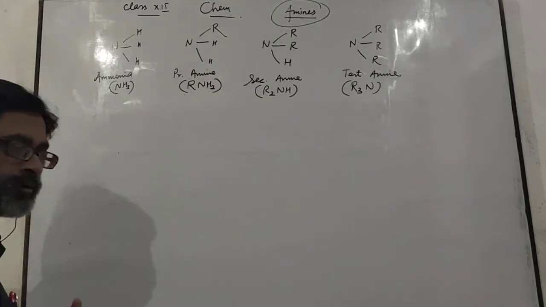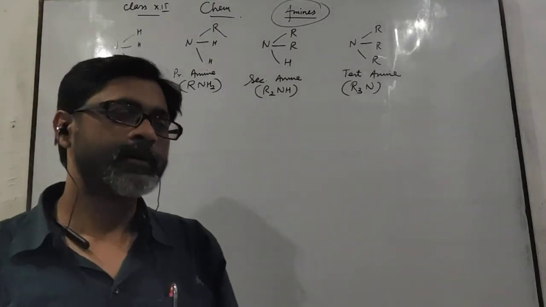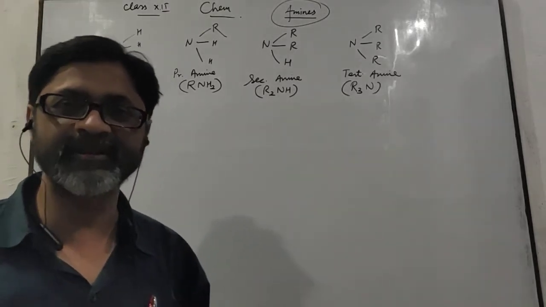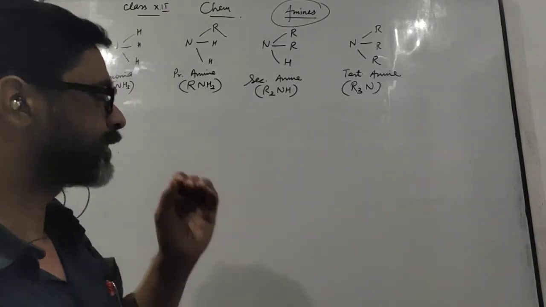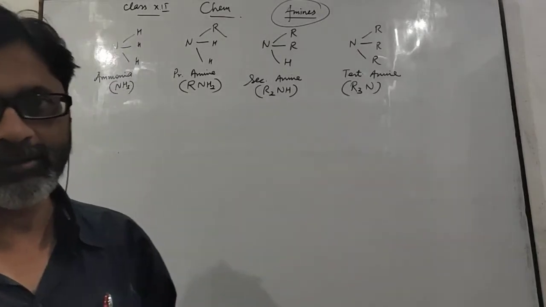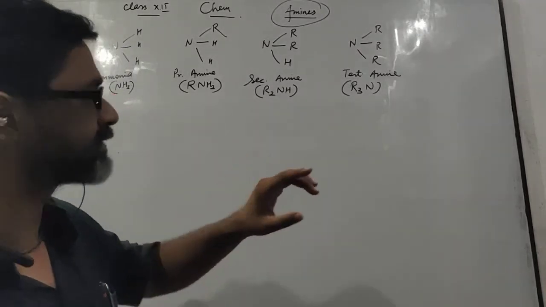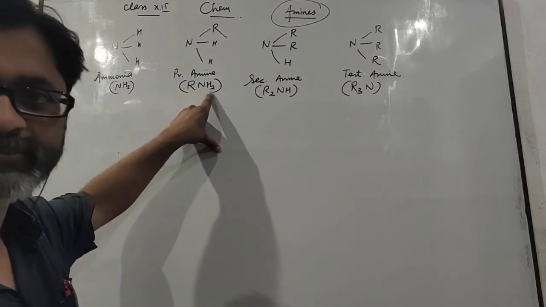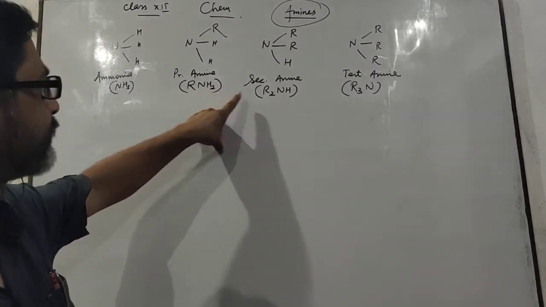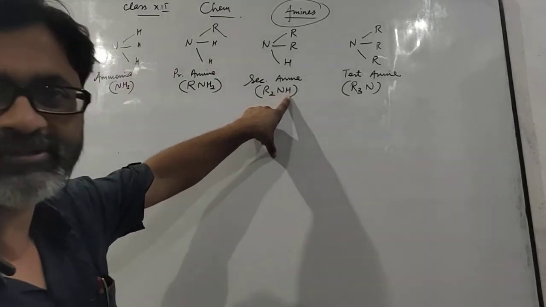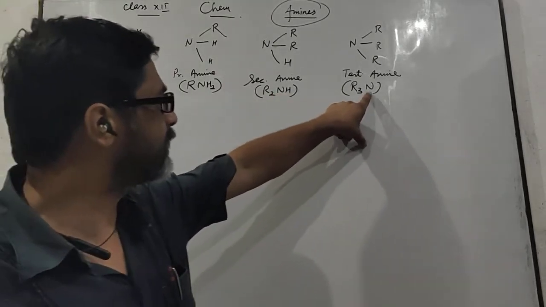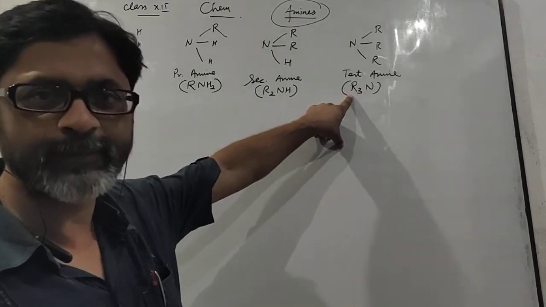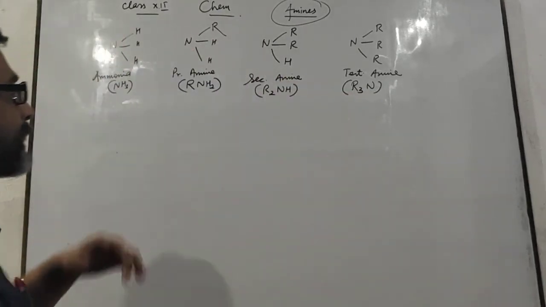Means in your examinations, questions are asked to differentiate between primary, secondary and tertiary amines. Then you can easily differentiate on the basis of hydrogen atoms attached with nitrogen. If N has two hydrogen atoms, then it is primary amine. If N has only one hydrogen, then it is secondary amine. And if N has no hydrogen, only three alkyl groups are present, then it is tertiary amine.